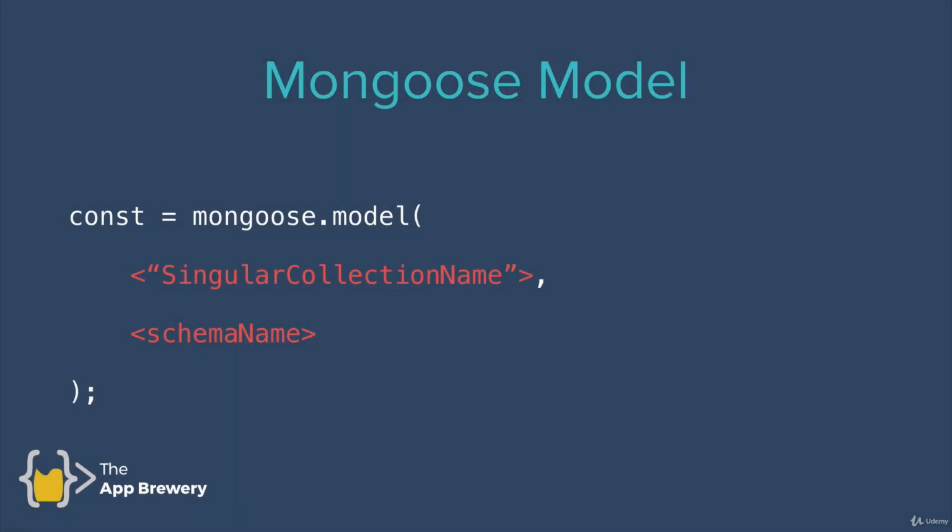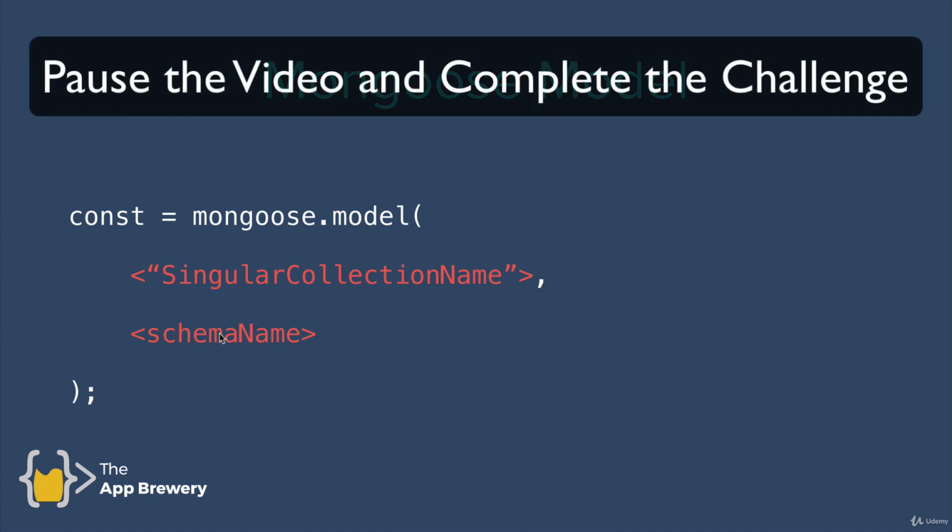Again, as a quick reminder, this is what Mongoose models look like. We create a new constant and we use the mongoose.model initializer to create that new model. And in order to create it, we have to specify two things. The singular name of our collection. So if we had a collection called people, then the singular form would be person, and that has to be in the form of a string. And then we have our schema, which we provide. Pause the video and try to complete that challenge.